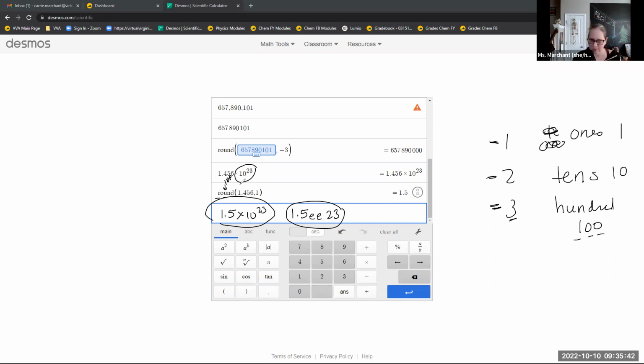So if you are going to use this method for rounding scientific notation, just remember you then have to go back and add in your exponents at the end.